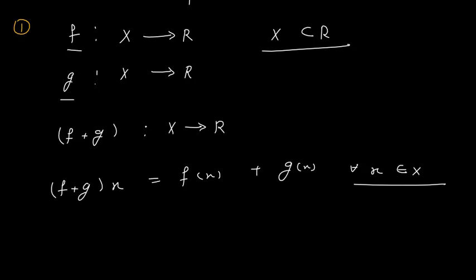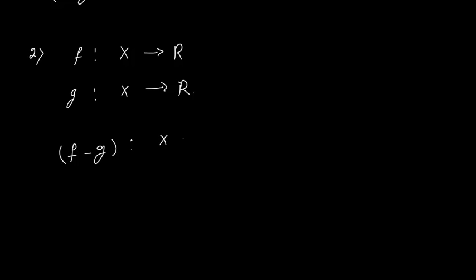In the same way you can define subtraction. So in subtraction, if you have one function from X to R and you have another function, also from X to R, then we have f minus g as a function from X to R, such that (f minus g)(x) equals f(x) minus g(x).